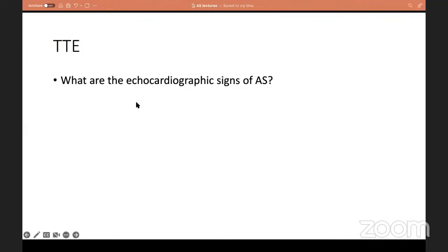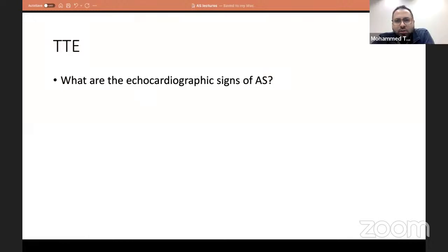Yes, doctor. Isa, what are the echocardiographic signs of aortic stenosis that you look for on echo reports? We will see the aortic valve area. Okay. So what's the cutoff of aortic valve area to call it severe stenosis? Severe stenosis less than 1. Less than 1 what? Square centimeter. Excellent.